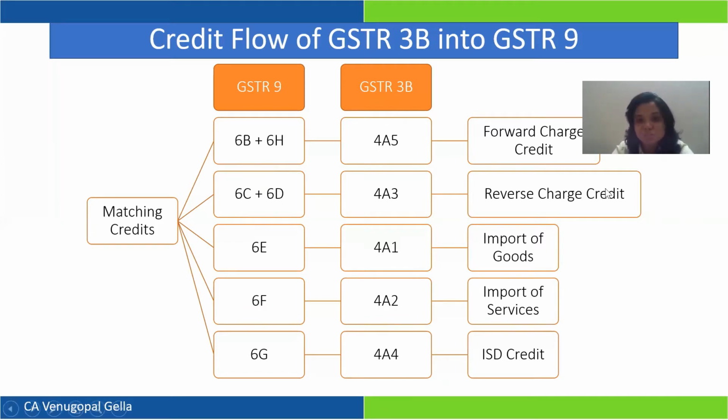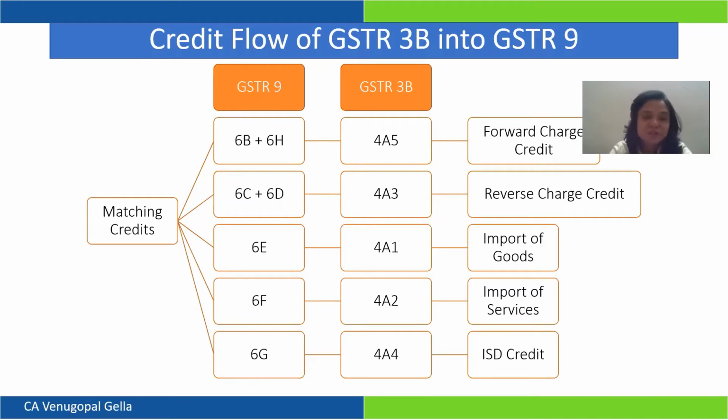Again, this entire credit has to be divided into input service, capital goods. Then we have reverse charge credits. They have to be reported in 6C and 6D. 6C is unregistered credit and 6D is registered credit. So what do I mean by unregistered credit and registered credit? Whatever credits that I'm availing under reverse charge mechanism for which the supplier is unregistered would come under 6C. Whatever credits that I'm availing under reverse charge mechanism for which the supplier is registered would come in 6D.